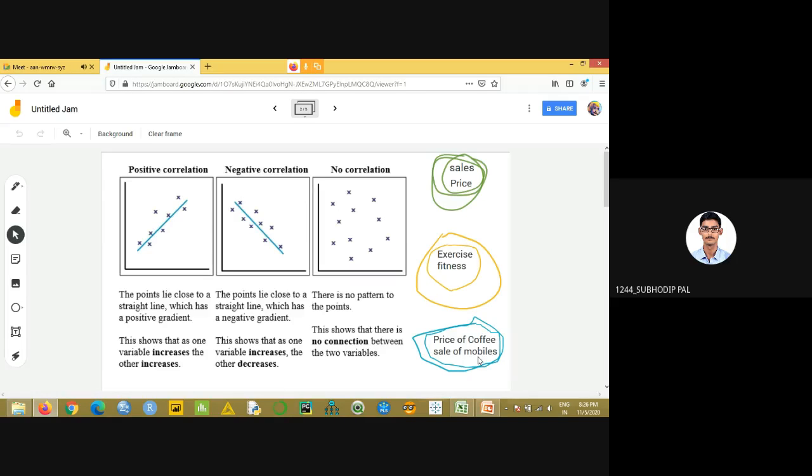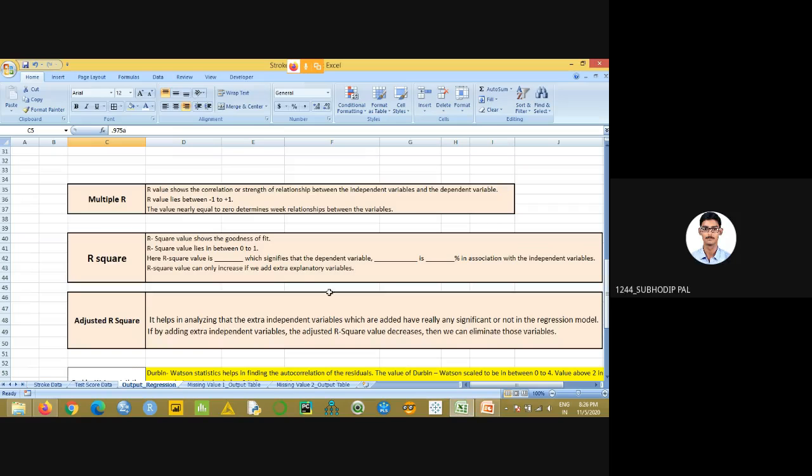So suppose in the regression I have taken price of coffee and sale of mobile. Of these two variables, I've taken one as dependent and another as independent variable. There is no relation. What is the use of running regression here? No use, correct? Yes, this is the meaning of goodness of fit. Whatever dependent and independent variable I'm taking, is it good or not for the model? Got it, everyone? What I am trying to say.